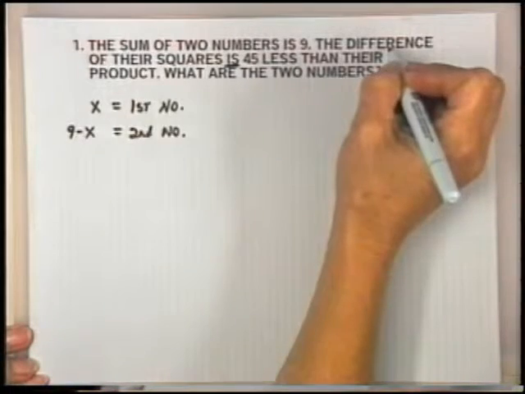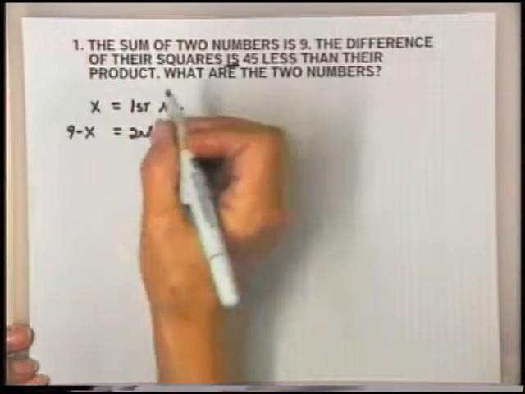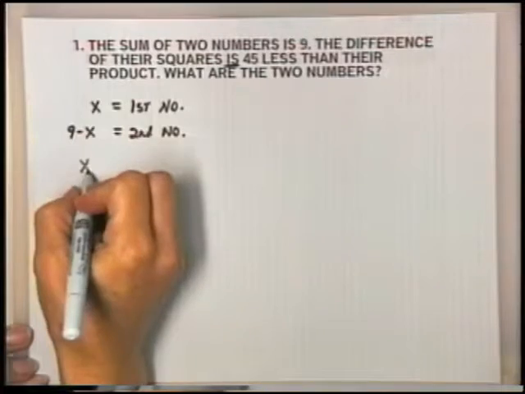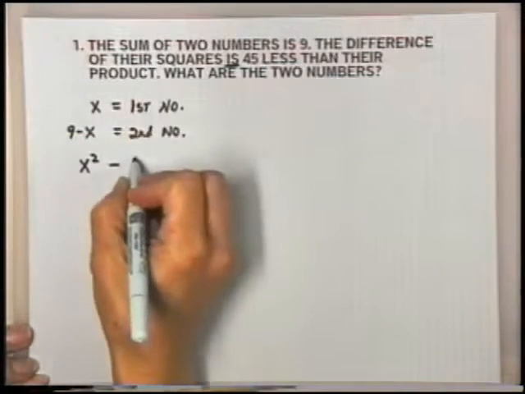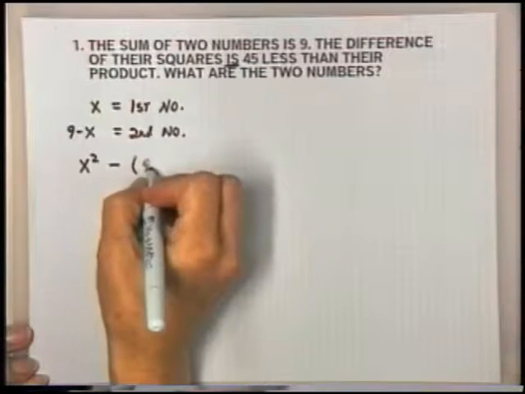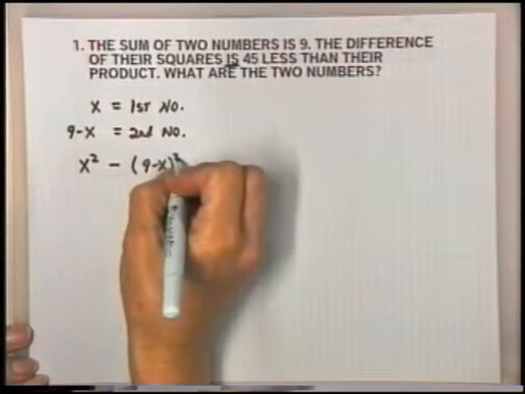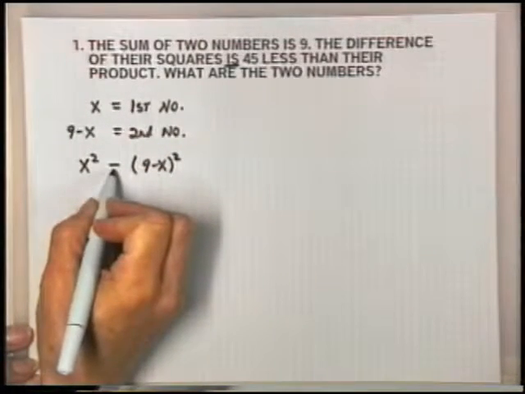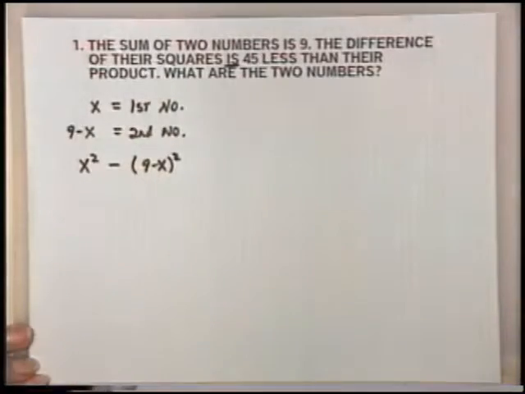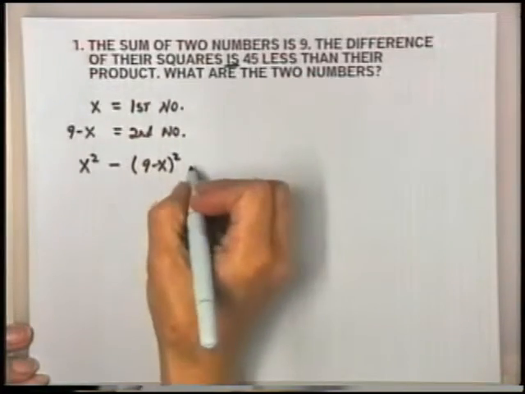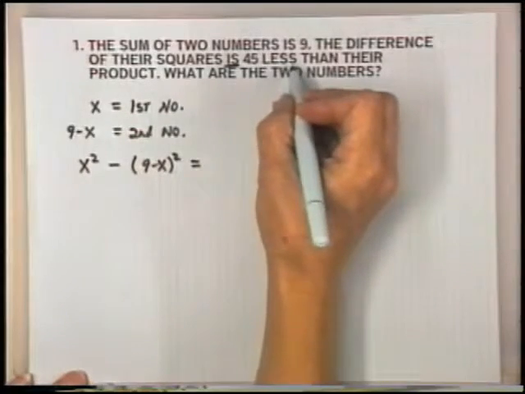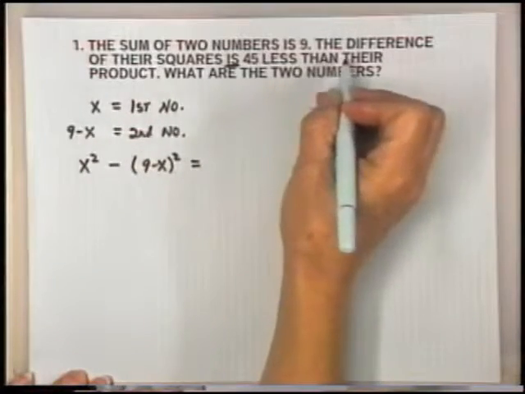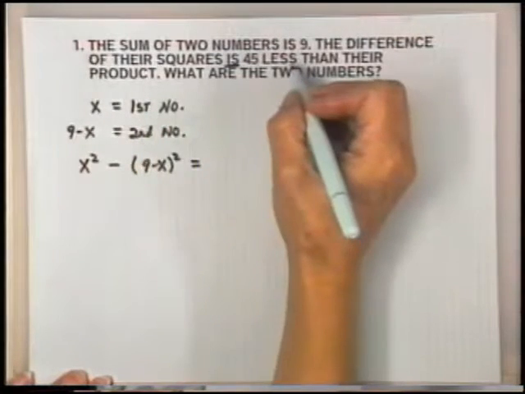Difference means we're going to subtract the squares. Our first number squared would be x squared. We're going to subtract. The second number would be 9 minus x. We have to square that also. We have the difference of the squares of these two numbers, and that is, or equals, 45 less than their product.